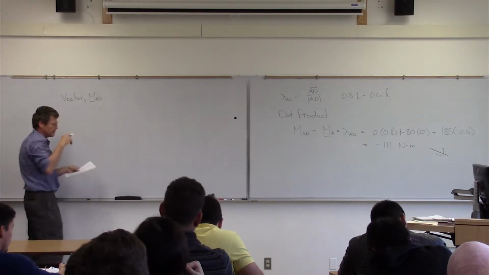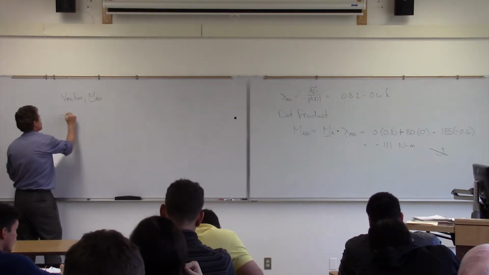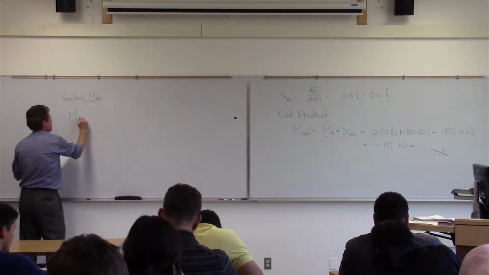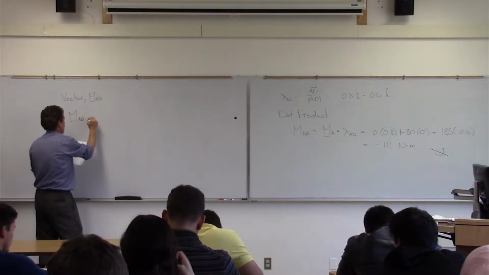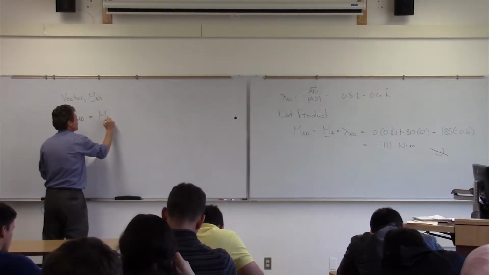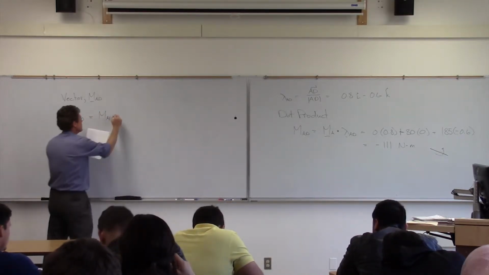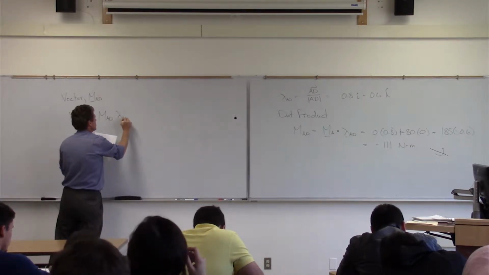Now, if I want the vector, basically all I have to do is simply take this scalar value that I just solved for times that unit vector AD.